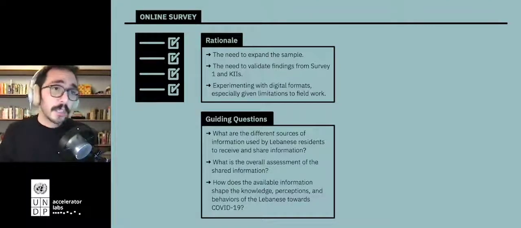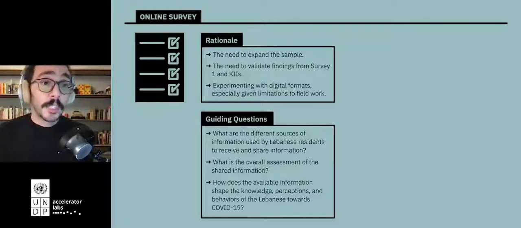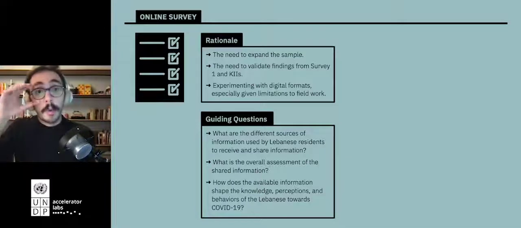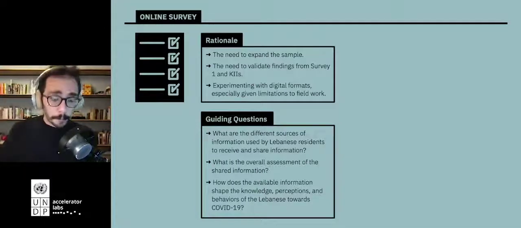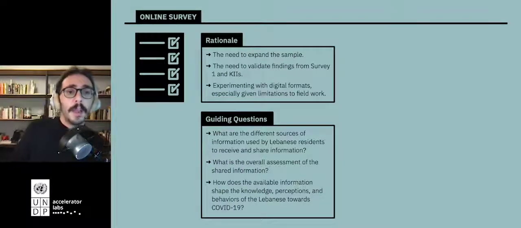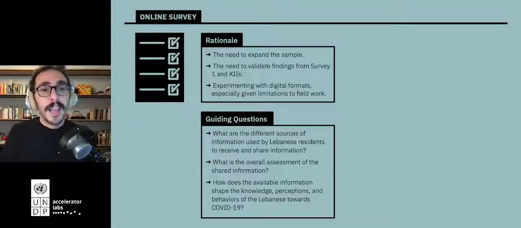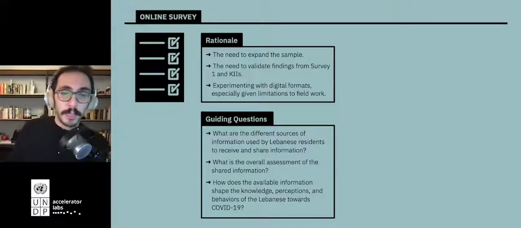The guiding questions of the survey were: what are the different sources of information used by Lebanese residents to receive and share information? What is the overall assessment of shared information? Like, what do people think about it? Do they think it's good? Do they think it's bad? Is it a lot? Is it not enough? And how does this available information shape the knowledge, the perceptions, and behaviors of Lebanese towards COVID-19?